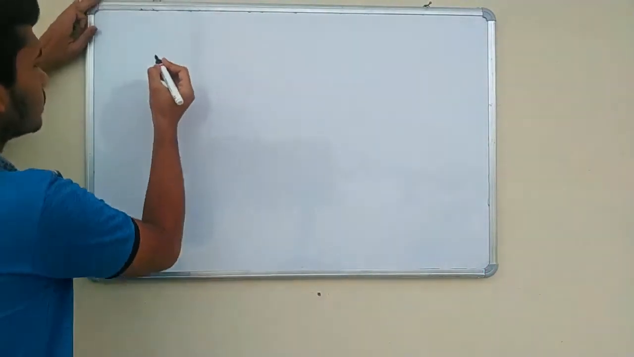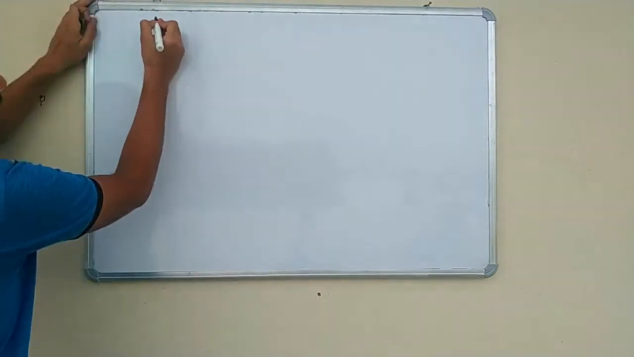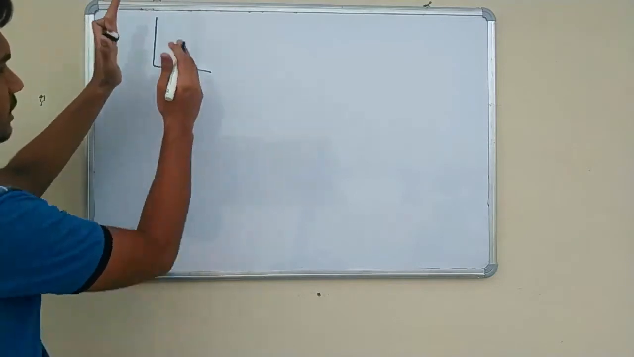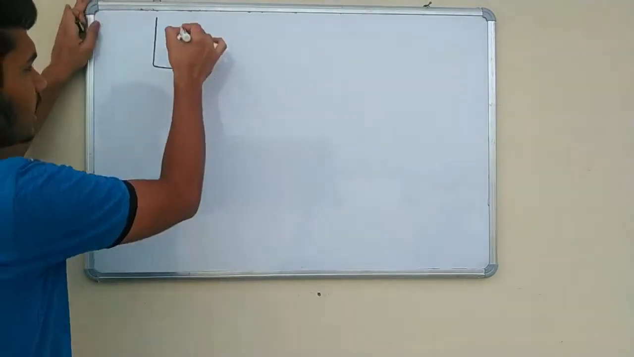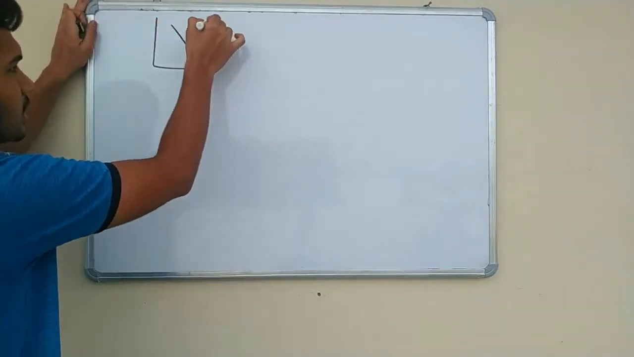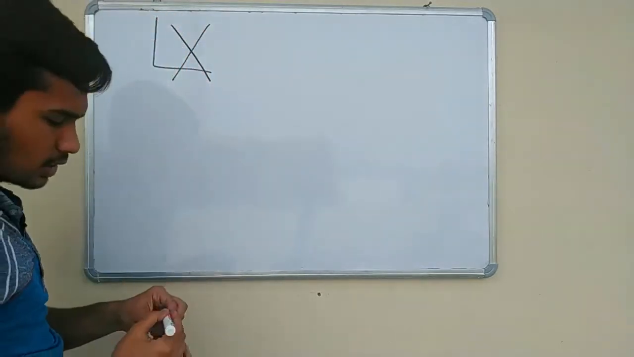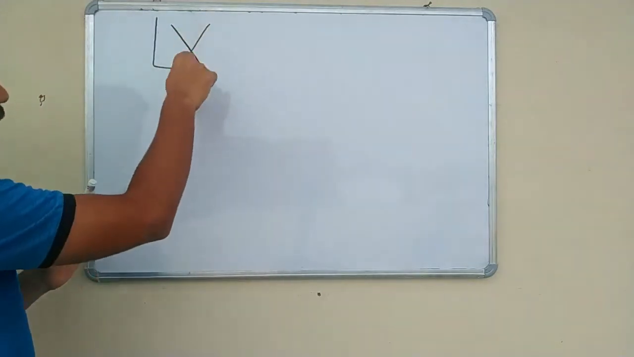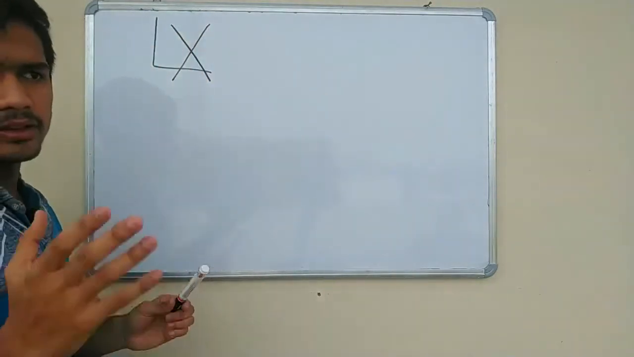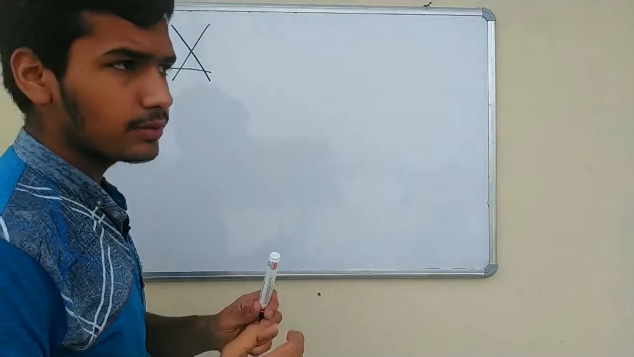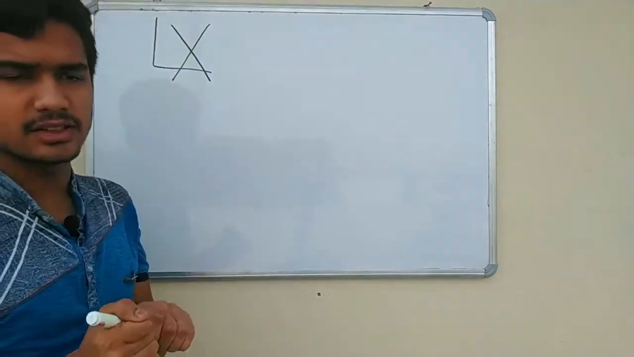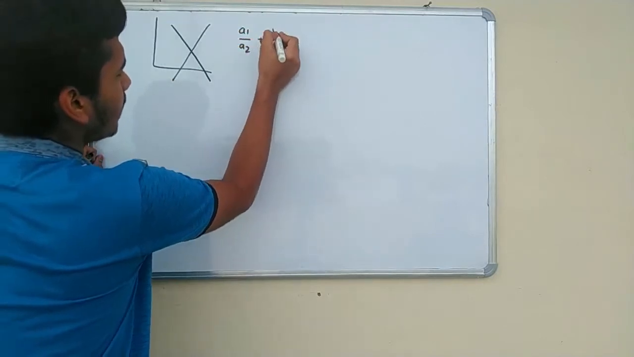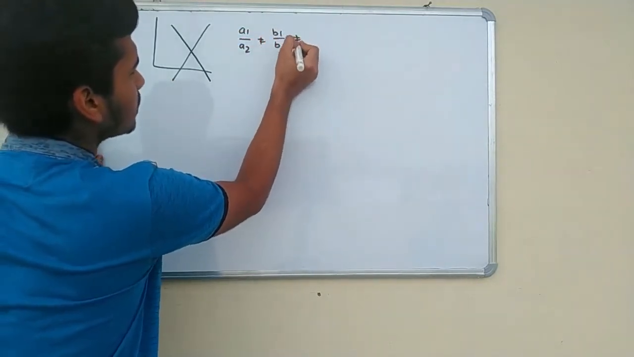As we discussed, you know what intersecting lines are. If this is the y-axis, this is the x-axis and this is our graph, then if this is the line of the first equation, then this is the line of the second equation. These types of lines are known as intersecting lines. Both lines meet at one point. The condition for intersecting lines is a1 upon a2 is not equal to b1 upon b2 is not equal to c1 upon c2.